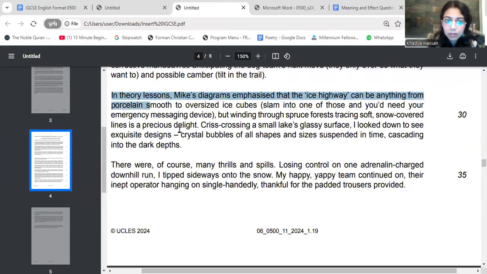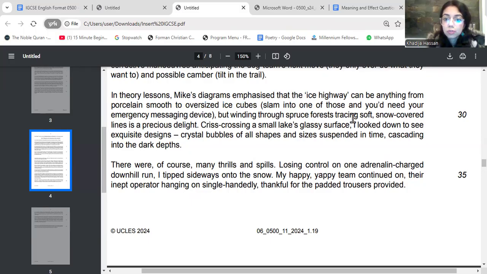So you will read this paragraph and you will find again three words or phrases that meet those three conditions. You should know the explicit meaning of it, implicit meaning of it, and it should have some sort of visual image or some use of imagery, right? In theory lessons, Mike's diagrams emphasize that the ice highway can be anything from porcelain smooth. So one of the phrases I picked out was porcelain smooth, to oversized ice cubes. Again, obviously a very visual image. Porcelain smooth, also an image. Slam into one of those and you'd need your emergency messaging device.